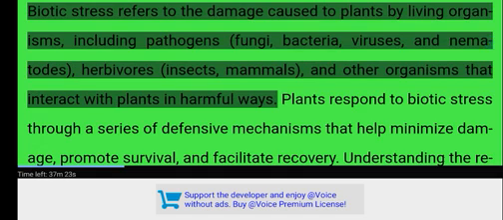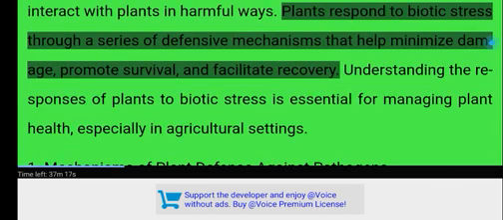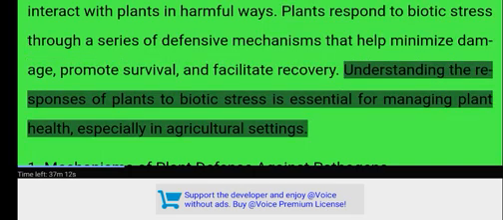Stress physiology, responses of plants to biotic stress pathogens. Biotic stress refers to the damage caused to plants by living organisms, including pathogens, fungi, bacteria, viruses, nematodes, herbivores, insects, mammals, and other organisms that interact with plants in harmful ways. Plants respond to biotic stress through a series of defensive mechanisms that help minimize damage, promote survival, and facilitate recovery. Understanding the responses of plants to biotic stress is essential for managing plant health, especially in agricultural settings.